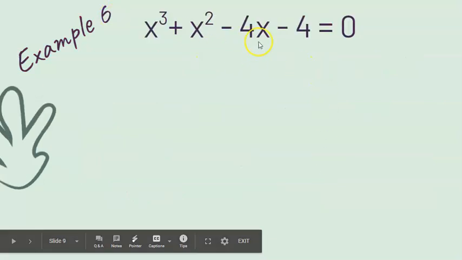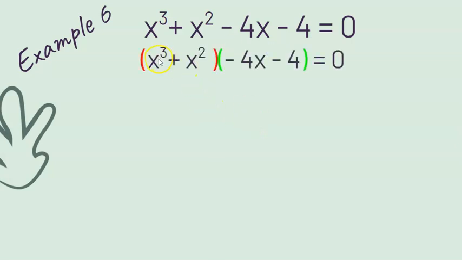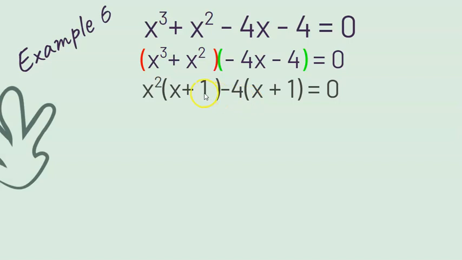And for example 6, I have another 4 terms, which looks like it's going to group well. So I'm going to group the first two and group the last two. And I have a GCF here of x squared, a GCF here of negative 4. When I take those out, both sets of parentheses have the x plus 1. And then I can use my x squared minus 4 together and the x plus 1 written down one time.